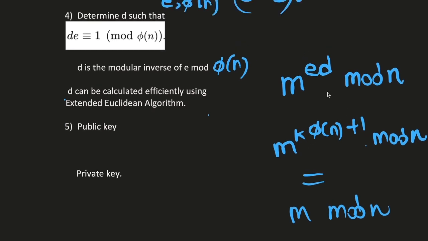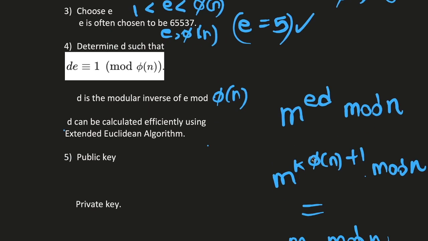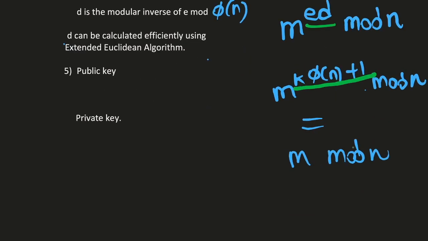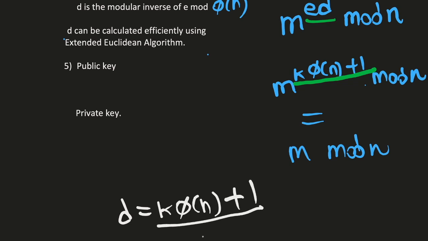So that means for our magic to happen, I hope you're able to appreciate that ed has to be equal to k phi n plus 1, which means d is going to be k phi n plus 1 divided by e.